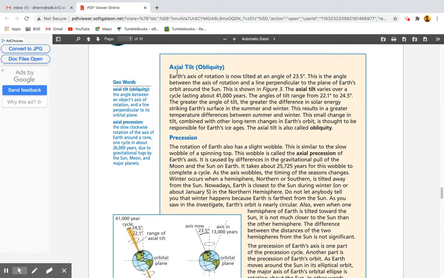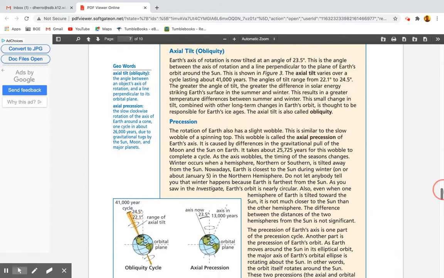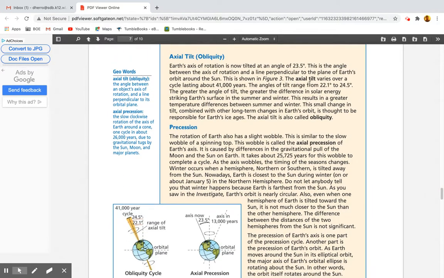Axial tilt, obliquity. Earth's axis of rotation is now tilted at an angle of 23.5 degrees. This is the angle between the axis of rotation and a line perpendicular to the plane of Earth's orbit around the Sun. This is shown in Figure 3. I could zoom out, but I want this to be readable for everybody.